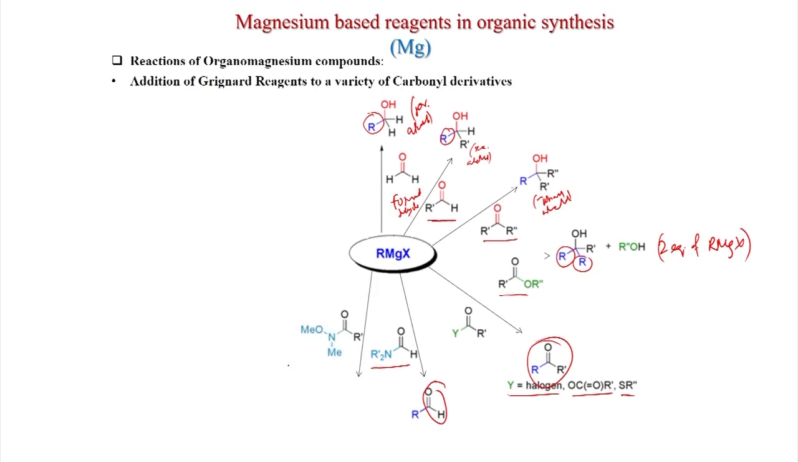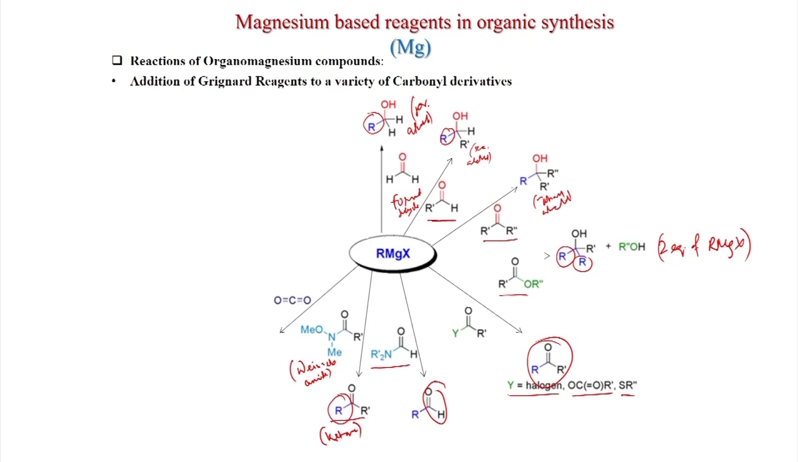And if you have a Weinreb amide, this is also a very useful reaction. If you have a Weinreb amide, then you can stop at the ketone. This mechanism we already discussed. So, ketone formation is a very useful method utilizing Weinreb amide and Grignard. This R comes from the Grignard reagent.